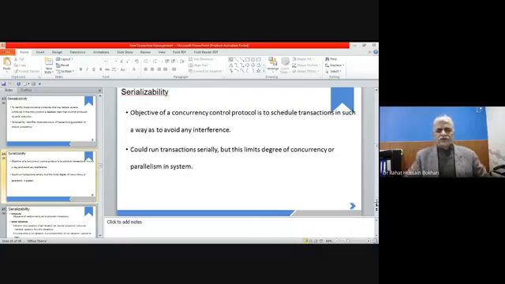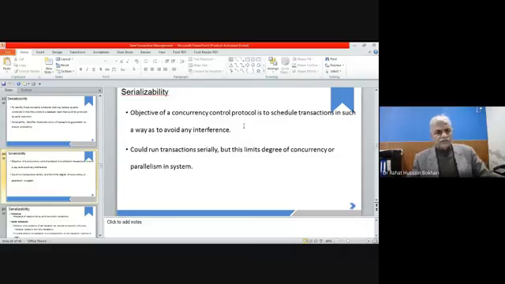The objective of a concurrency control protocol is to schedule transactions in such a way as to avoid any interference. When we think about concurrency control protocols, the database management system assures us that the transactions are scheduled and carried out in a way that there is no interference between transaction one, transaction two, and so on. Such interference may be avoided in order to keep our data consistent.